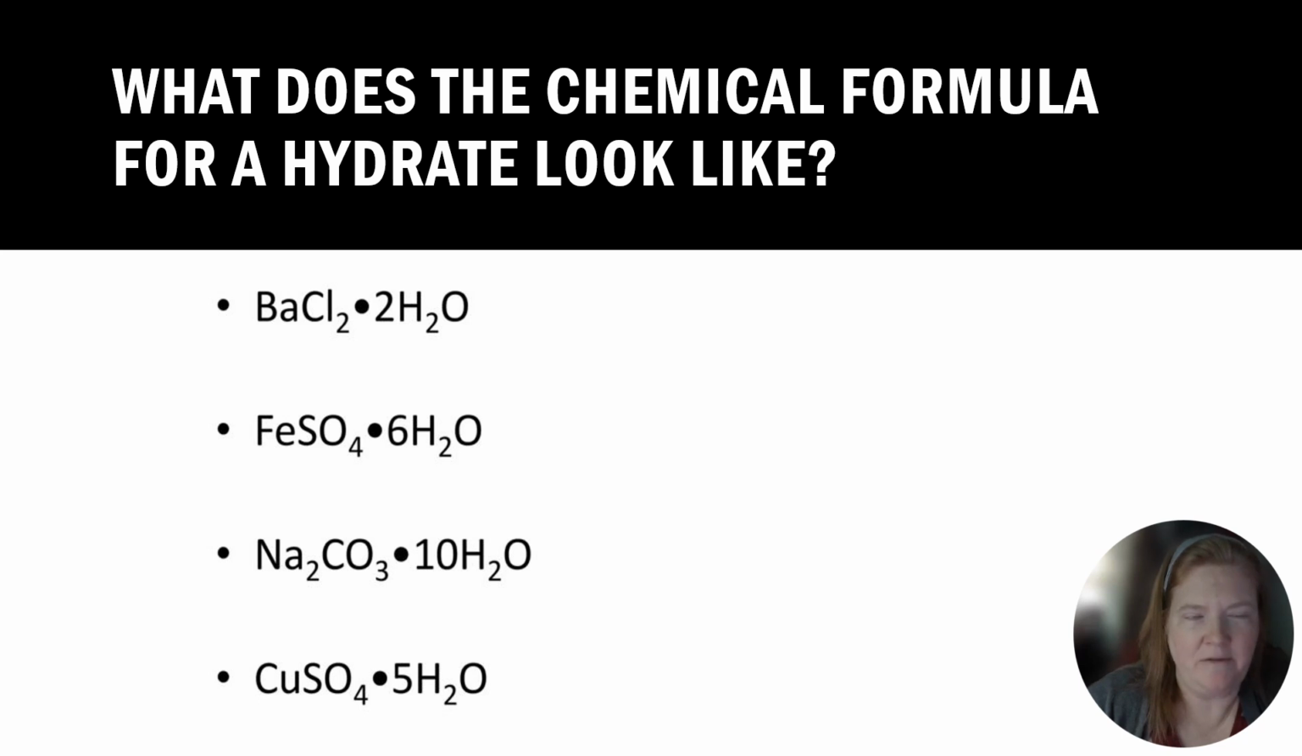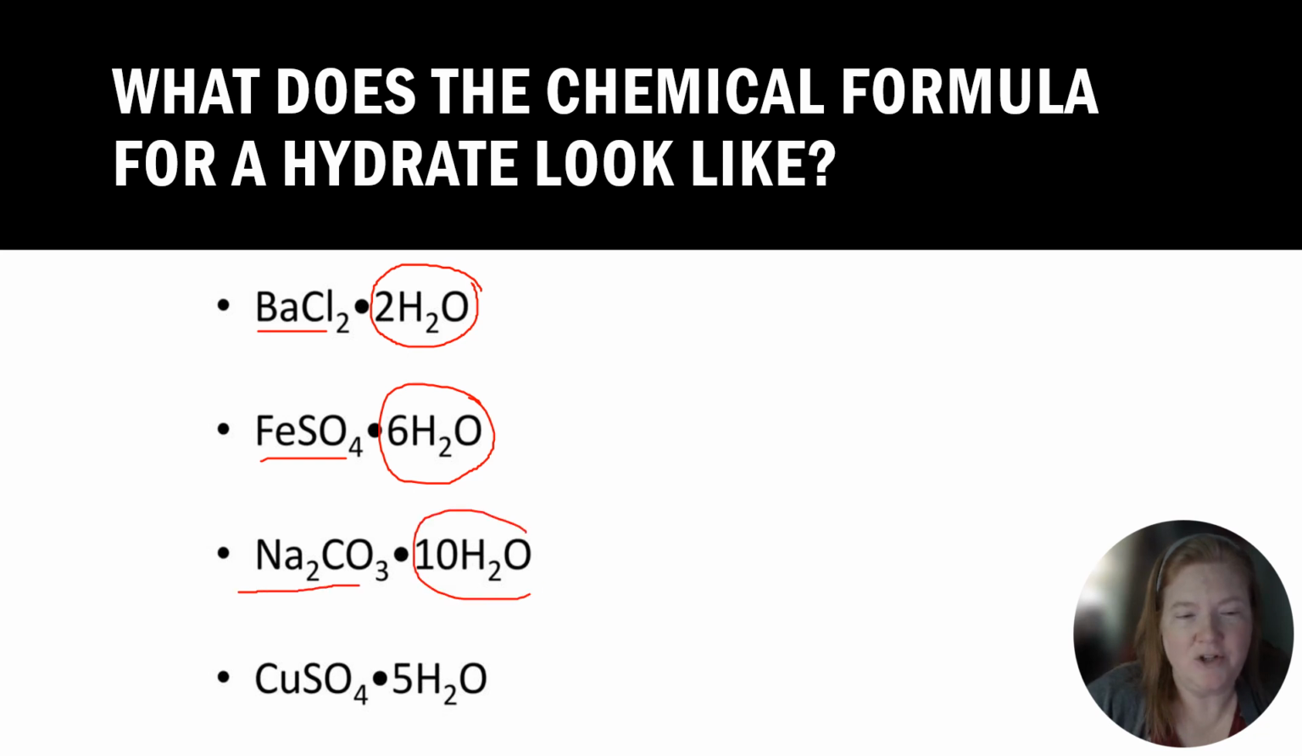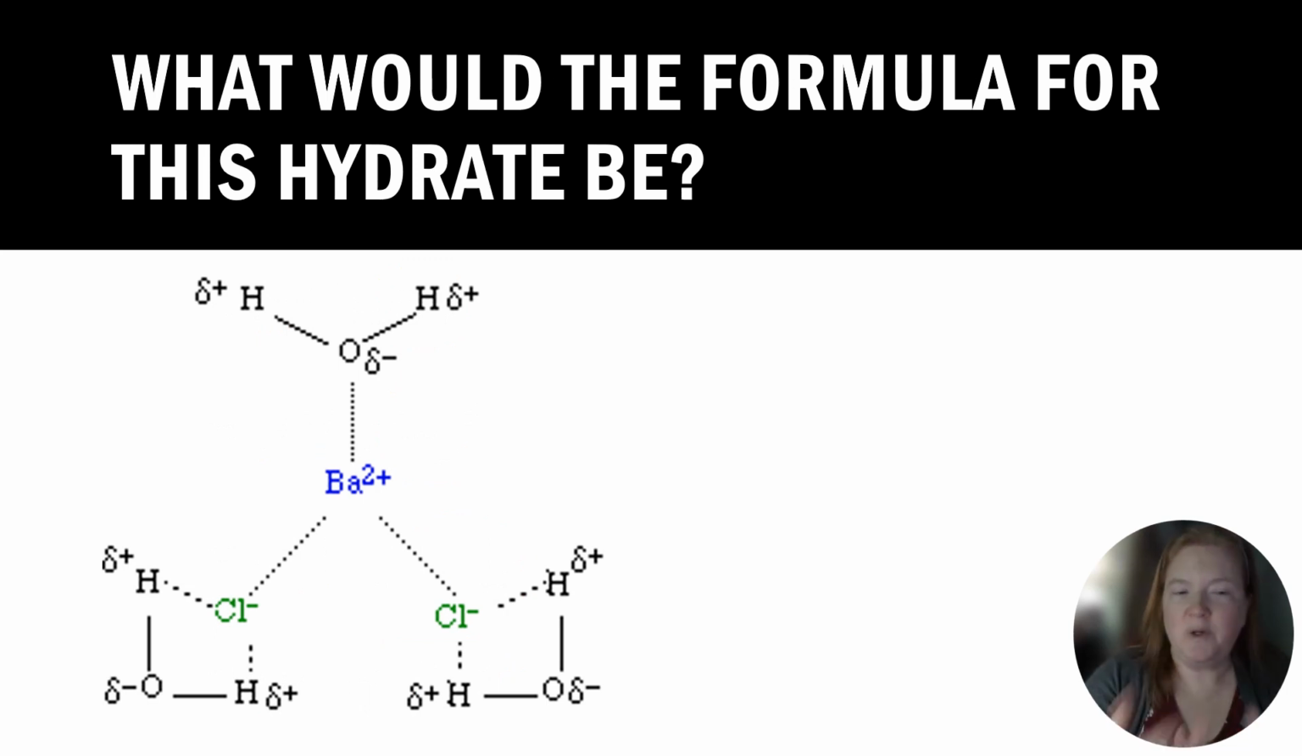This means we have barium chloride as a hydrate. We have iron 2 sulfate as a hydrate. Sodium carbonate as a hydrate. Copper 2 sulfate as a hydrate. So let's just look at this and see if you can see what the chemical formula of this hydrate would be.